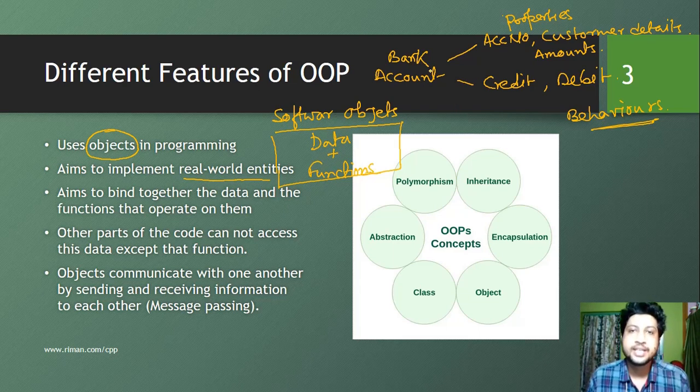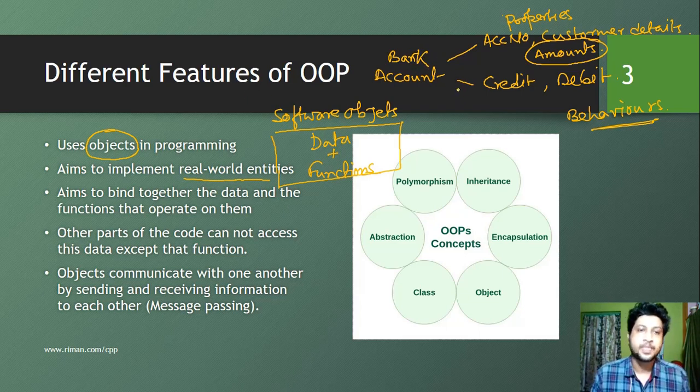That means in a real entity as well, if we take the operations or behavior of a bank account, it could be credit and debit. On which data could it apply this credit and debit? It will be applied to the amount. So the data and the functions that operate on that particular data are combined together to form a software object and try to mimic whatever real-world entities actually do.